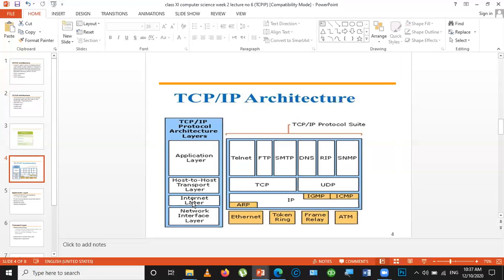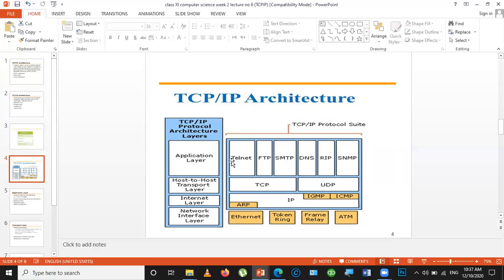And also you can see in this TCP/IP architecture that this is the application layer, this one is the transport layer, the internet layer, and the network interface layer, and all these protocol suites are here on each layer. The TCP/IP protocol suite has four layers, and each layer usually has more than one protocol. If we look at the application layer, this layer has the protocols Telnet, FTP, SMTP, DNS, RIP, SNMP.